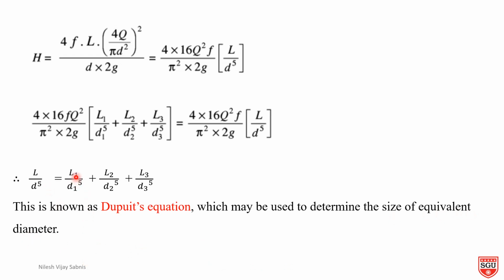Means in this equation we know L1, L2, L3, we know D1, D2, D3, and L1 plus L2 plus L3 is nothing but L. Only remaining is D, and this diameter can be calculated by using Dupuit's equation, and this diameter is nothing but equivalent diameter. So length of equivalent pipe is L is equal to L1 plus L2 plus L3. So this is all about the equivalent pipe. You have to remember this Dupuit's equation.